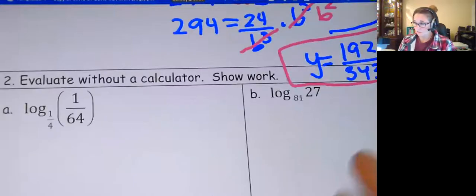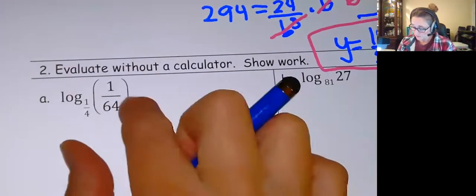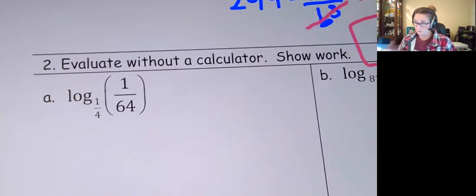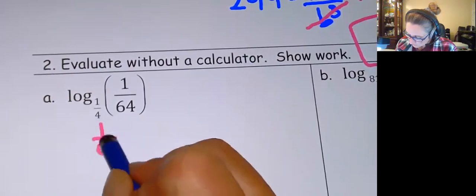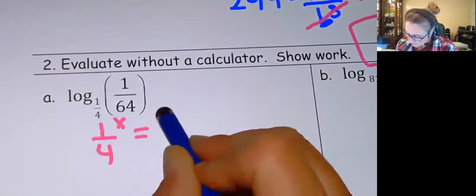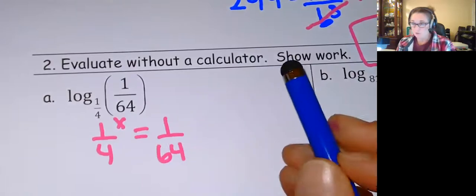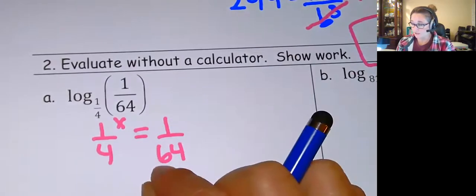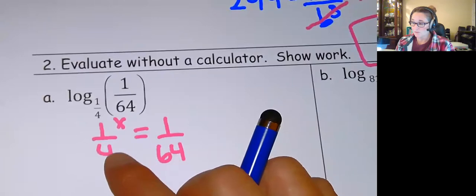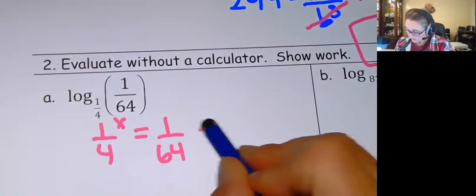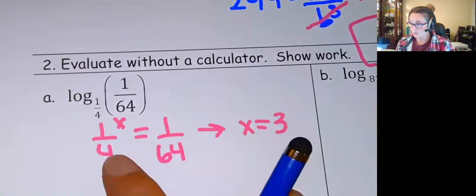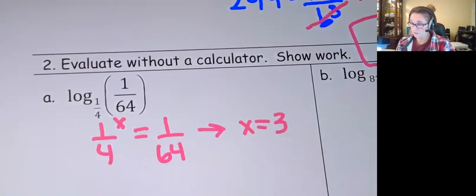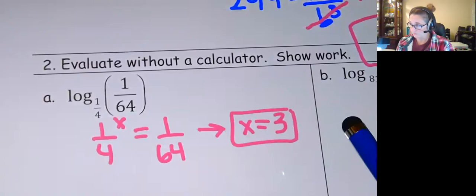On this one, you're supposed to evaluate without a calculator. So we're going to rewrite it in exponential form. This is really 1/4 to some power is equal to 1 over 64. So we want to figure out what power I'm raising it to. Now, 4 to the third is 64. So that means x is going to be 3, because if I take 1/4 times 1/4 times 1/4, I'm going to get 1 over 64. That's your answer.